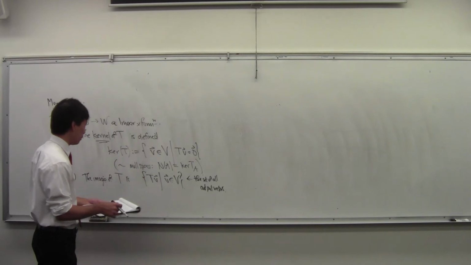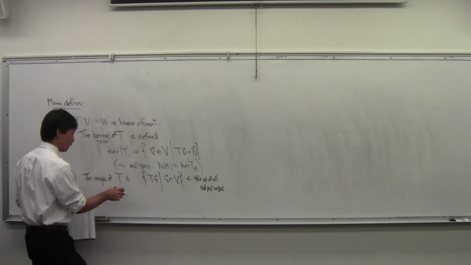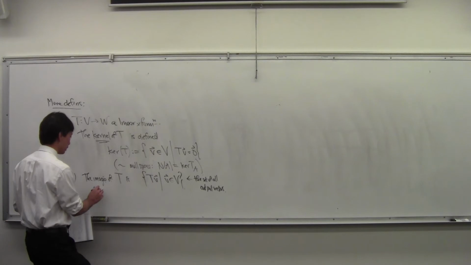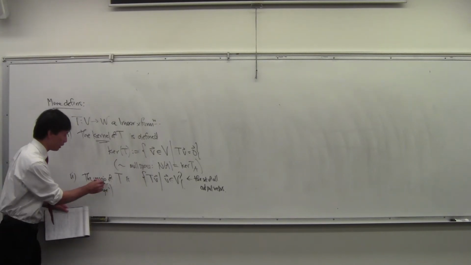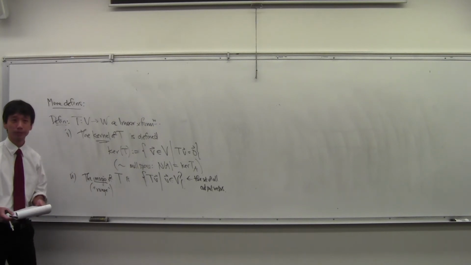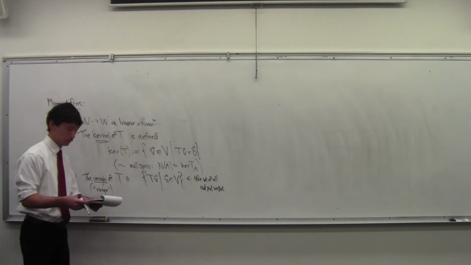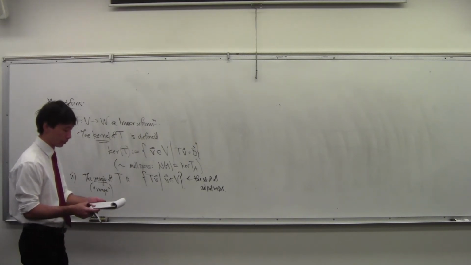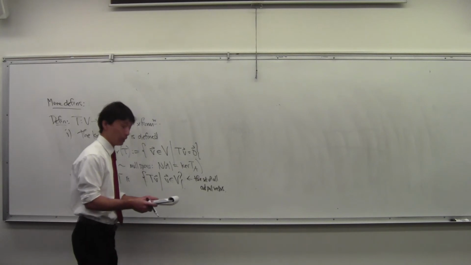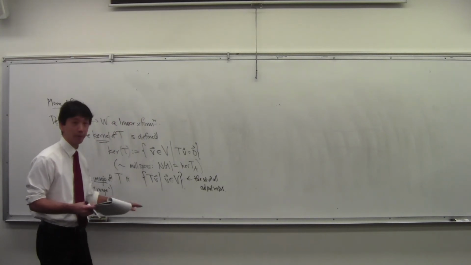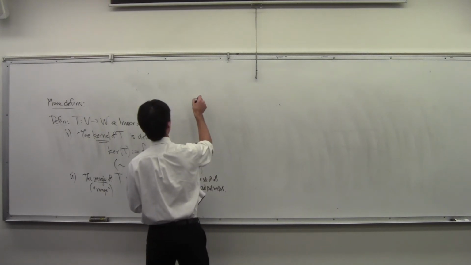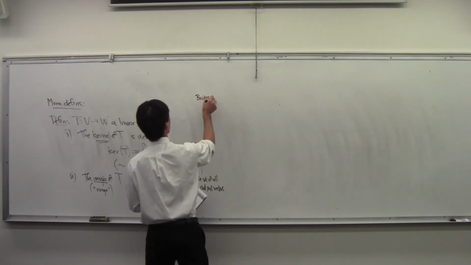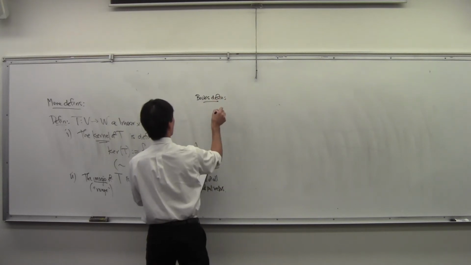Okay. I should say that in the book, they call this thing the range, but it's more typical to call this thing the image. Yeah, they have slightly different notation in the book. So what they call the image, the book's definition of the image.